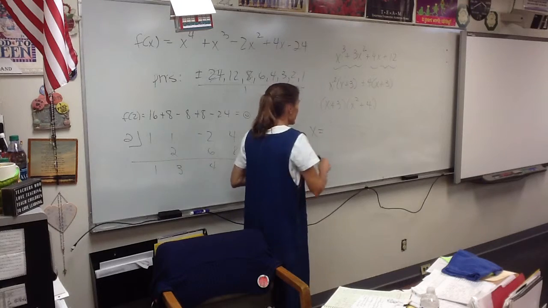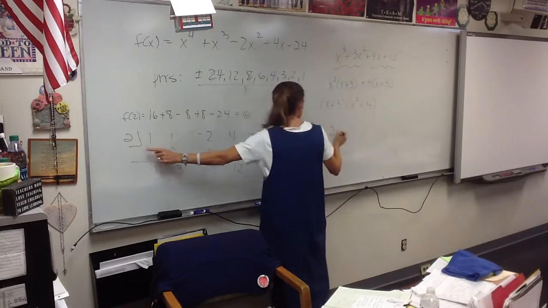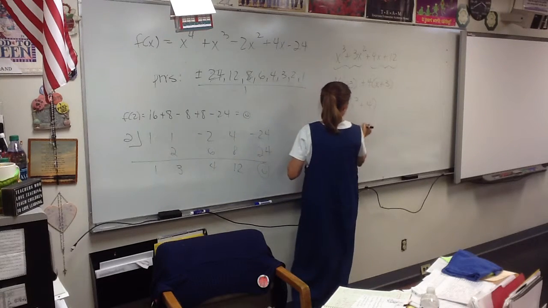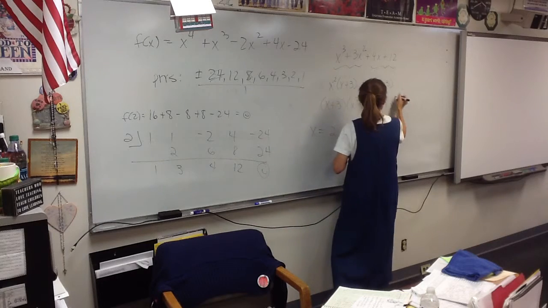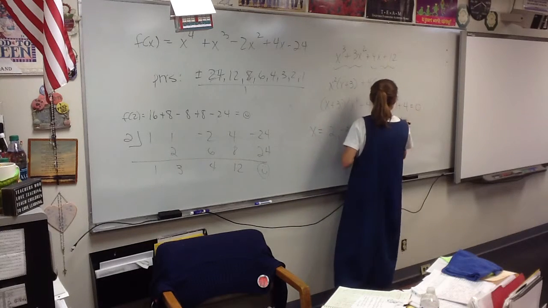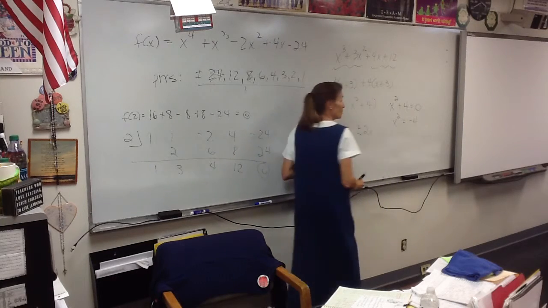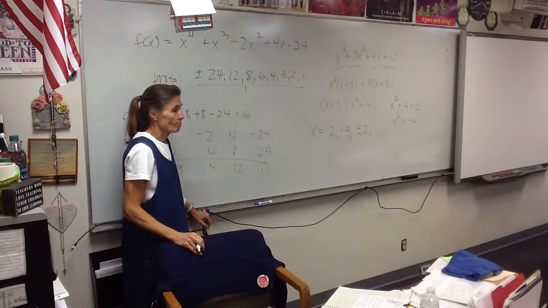So what are my roots? 4 of them. What are they? 2, the one I guessed in the beginning. -3. And plus or minus what? No, be careful. Oh, root 2. Plus or minus 2i? Okay.